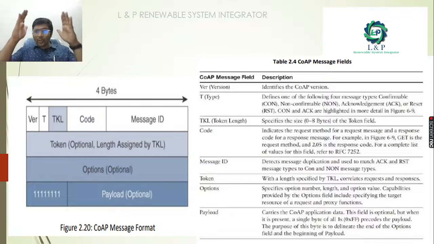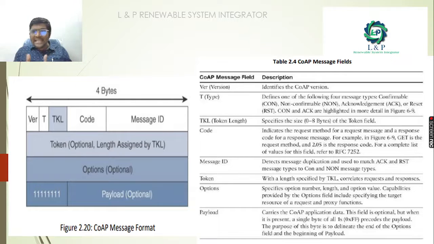When you look into the CoAP message format, in the message we have a version, type, token length, code, message ID, token, options and the payload. The version identifies the CoAP version, and the type defines 4 messages: confirmable, non-confirmable, acknowledgement and reset. The token length can be 0 to 8 bytes.